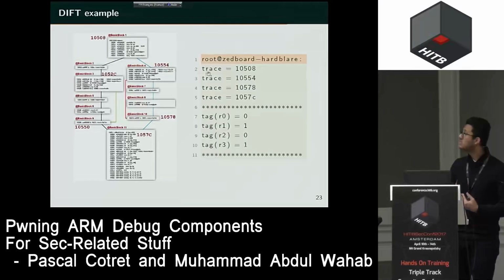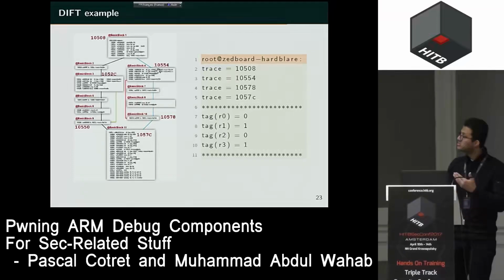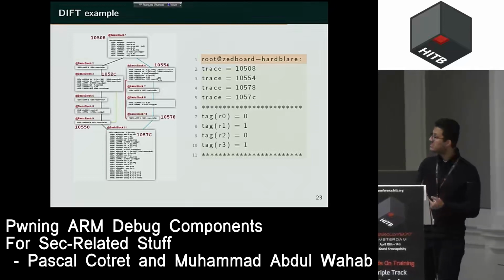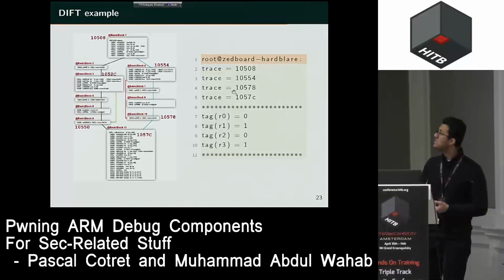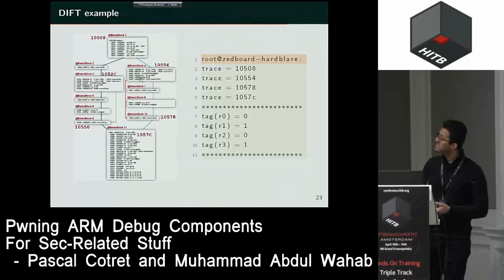Once we have finished propagating all the tags in the basic block, we are going to read the next trace. In this case, it is 10554, and it happens to be this basic block 4 over here. We are going to propagate the tags for this basic block. Similarly, we continue and read the trace. So it is 10578. So we know that after basic block 4, it has executed the basic block over here, and after that, it executes this basic block.